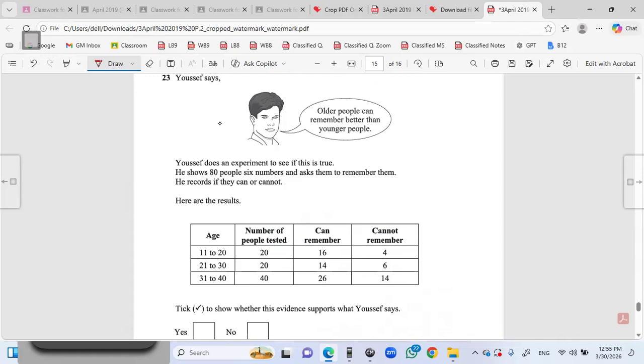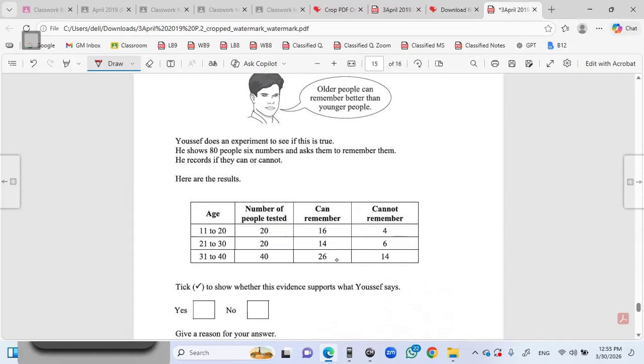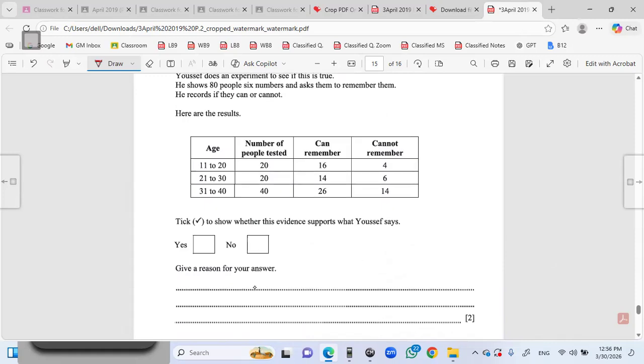Here, Yusuf says, older people can remember better than younger people. Yusuf does an experiment to see if this is true. So let's see about this. Here, they said older people, 31 to 40, they memorize the 26 out of 40 could memorize the numbers that he showed them. So it is 26 out of 40. Older people.